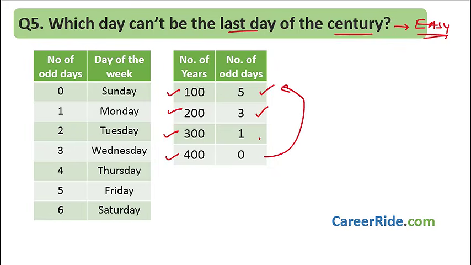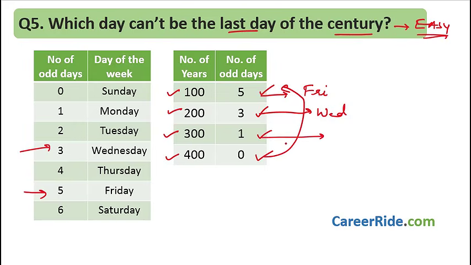200 years, 3 odd days. 300 years, 1 odd day. 400 years, 0 odd days. And we also know that these numbers of odd days correspond to some days through our code table. So 5, we have seen that it corresponds to what? It corresponds to a Friday. If you look at the table on the left hand side, it corresponds to a Friday. 3 corresponds to what? 3 corresponds to Wednesday. So the last day of 200 years would be a Wednesday.